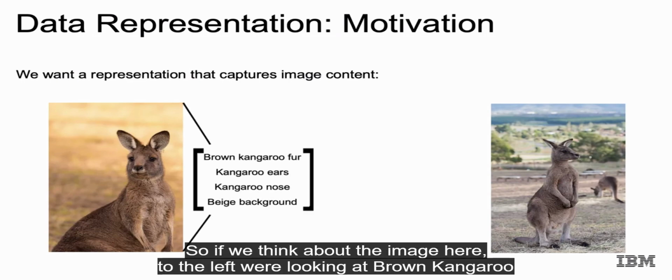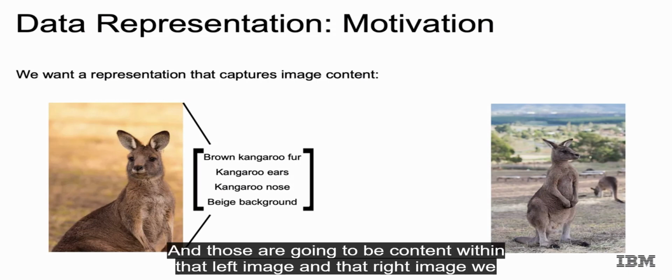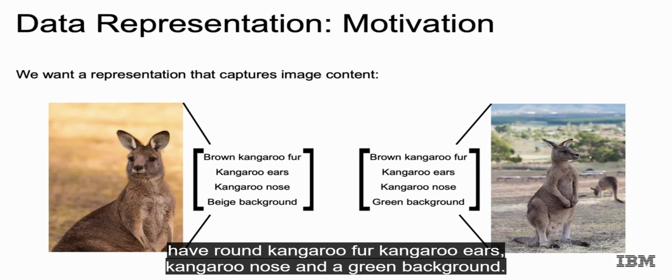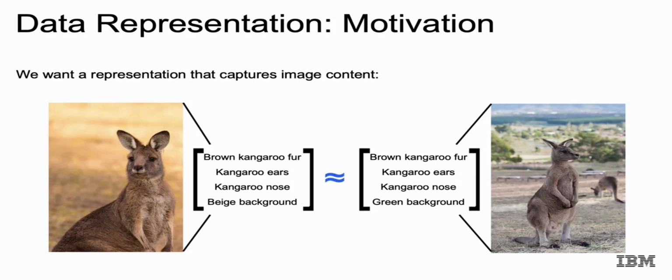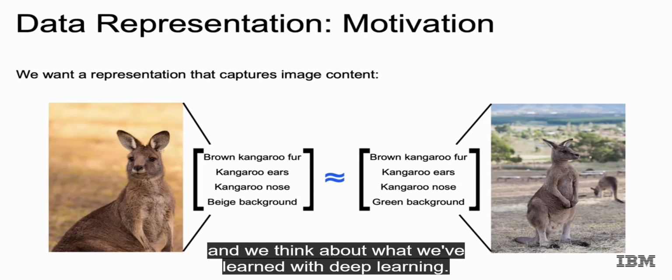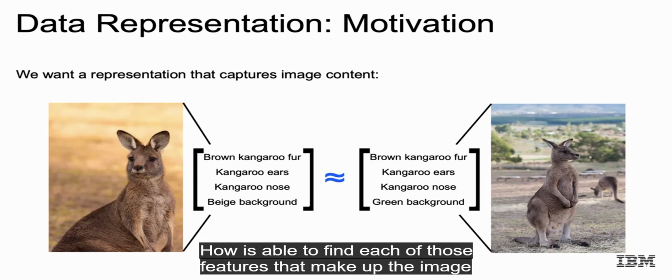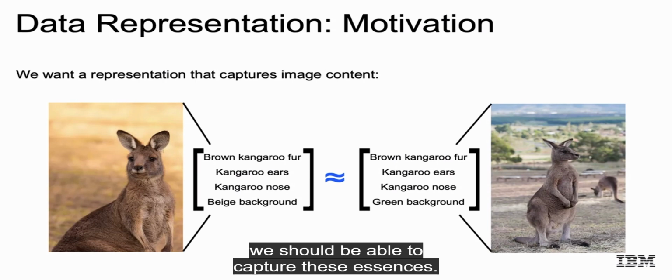So if we think about the image here to the left, we're looking at brown kangaroo fur, kangaroo ears, a kangaroo nose, a beige background, and those are going to be content within that left image. In that right image, we have brown kangaroo fur, kangaroo ears, kangaroo nose, and a green background. So many similarities and maybe just a difference in background. And the idea would be that with autoencoders, and if we think about what we've learned with deep learning, how it's able to find each of those features that make up the image, with something like autoencoders that leverages these deep neural networks, we should be able to capture these essences.